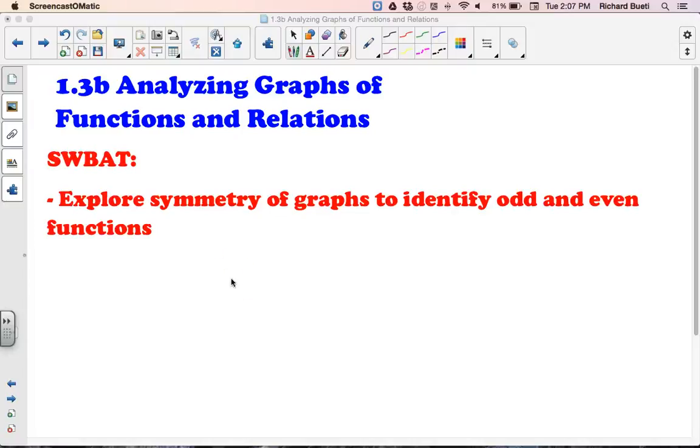This is section 1.3B, analyzing graphs of functions and relations. By the end of this video, you should be able to explore symmetry of graphs and to identify odd and even functions, as well as see the relationship between symmetry and odd and even functions. So let's start with symmetry.